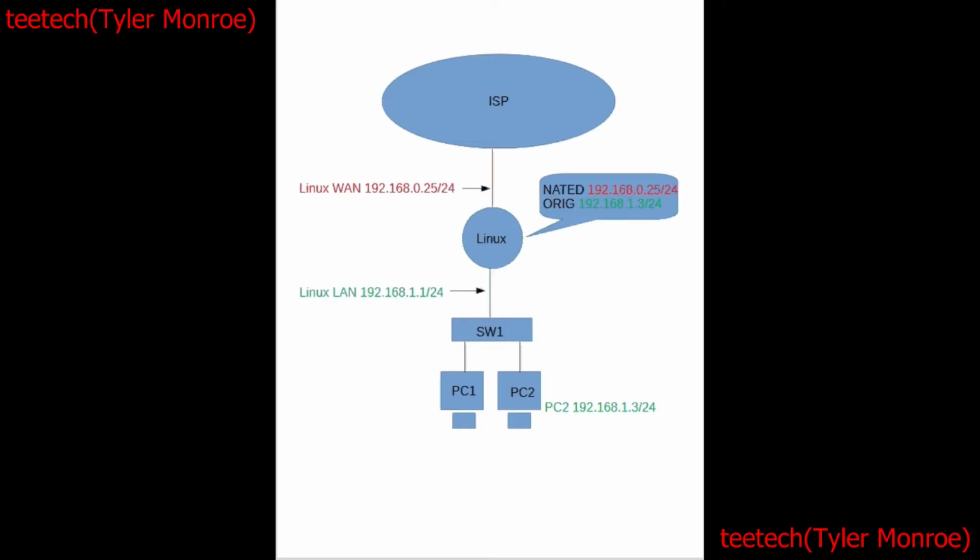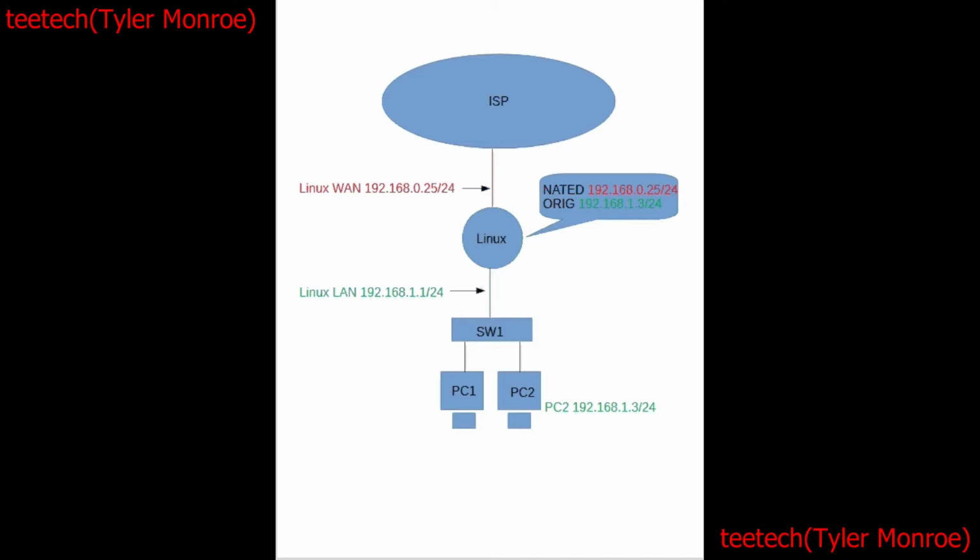So, we have something called NAT, and NAT is Network Address Translation. Now, this is only used in IPv4, not in IPv6. There's some use of it, but that is beyond the scope of what we're talking about.